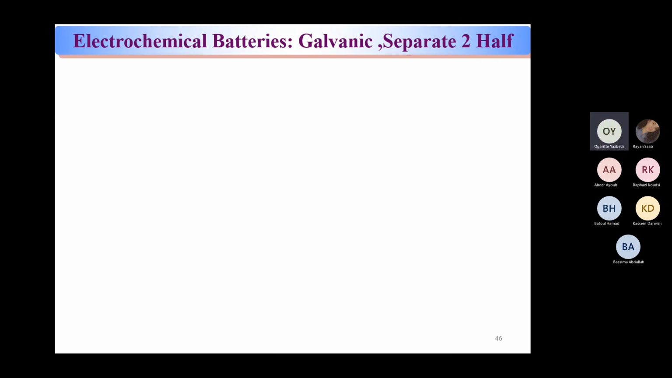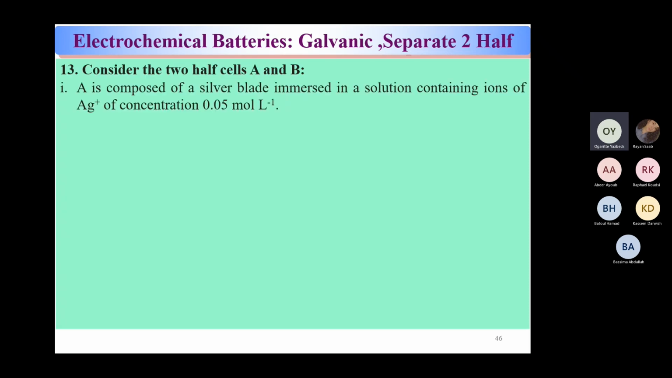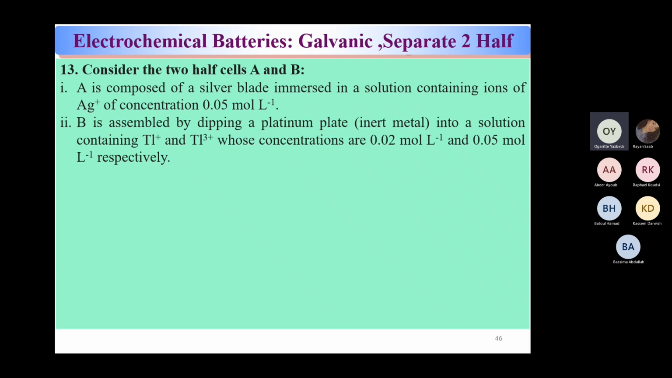Electrochemical batteries and two half cells. Consider a half cell A and B. A is composed of a silver blade immersed in a solution containing ions of Ag plus at a concentration of 0.05. B is assembled by dipping a platinum plate or inert metal into a solution containing tellurium 2 plus and tellurium 3 plus, whose concentration is these two values respectively.